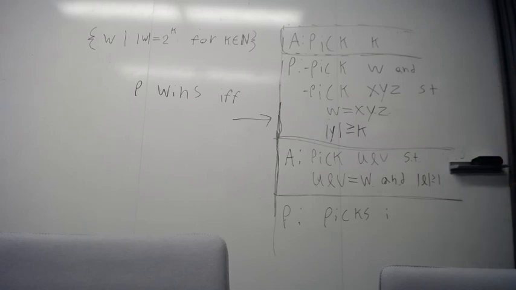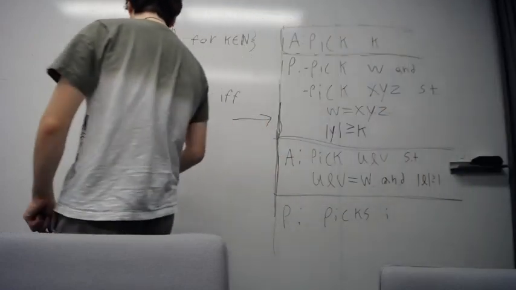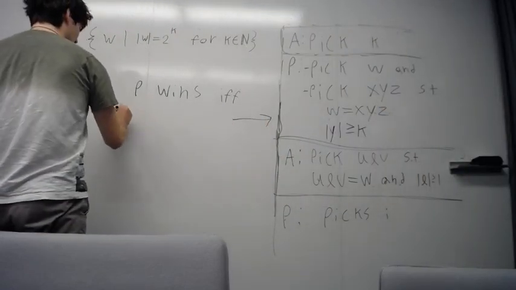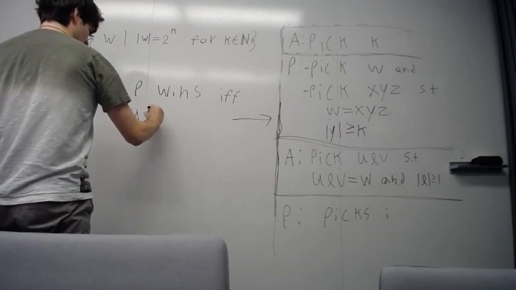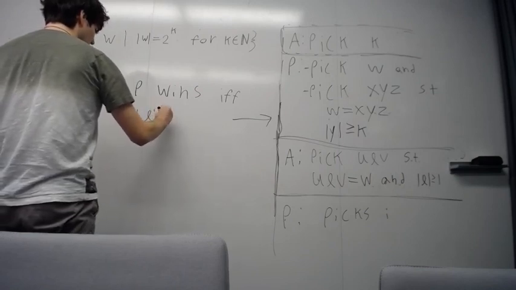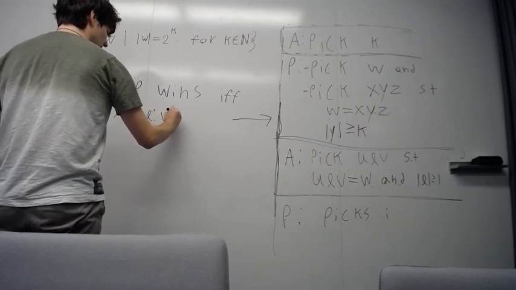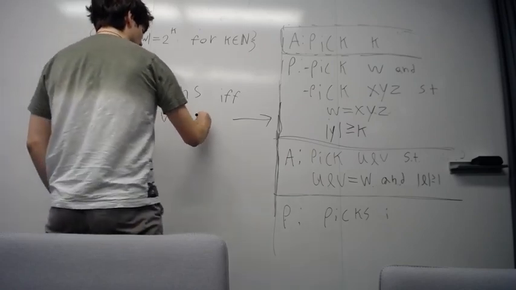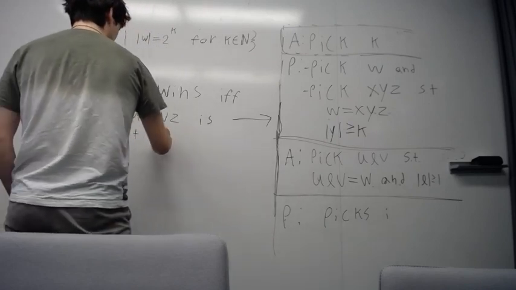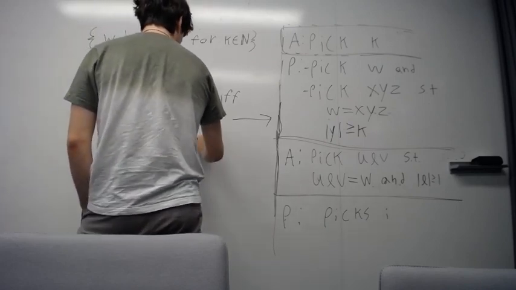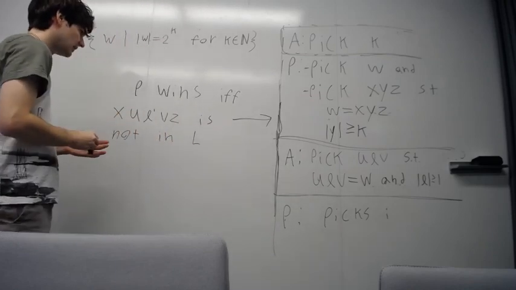So, P wins if and only if X, U, L to the ith power, Vz is not in L. In all other cases, A wins.